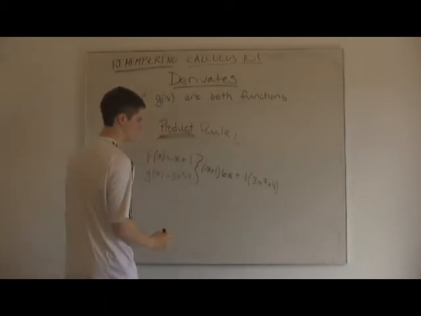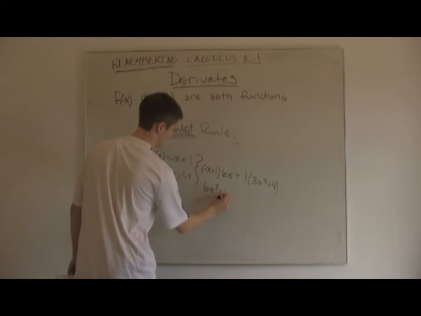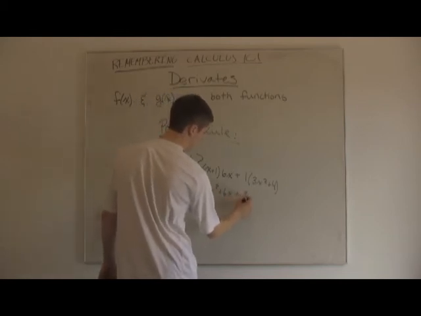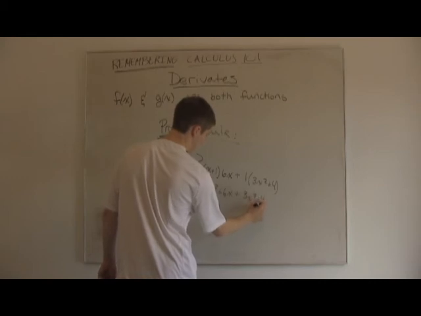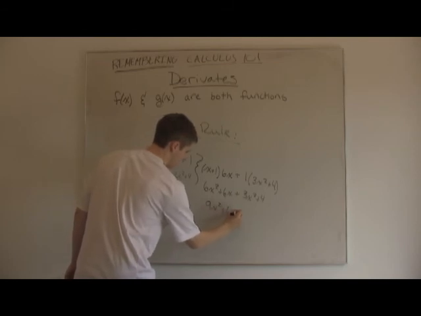When you distribute the first two, you get 6x squared plus 6x. And simplify the second half, you get plus 3x squared plus 4. Combining like terms, you get 9x squared plus 6x plus 4. And that is the derivative.